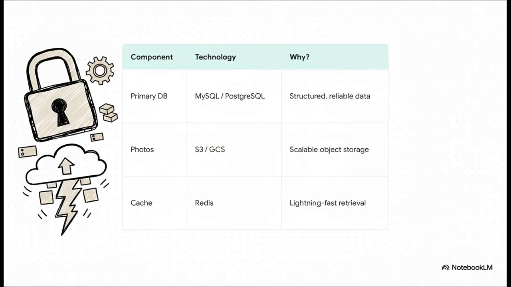Now, this is where it gets really cool. Look at how they use the right tool for the right job. For all that core profile data, they use a classic structured database like MySQL. Why? Because it's super reliable. But photos are totally different. They're huge files. So those get stored in something like Amazon S3, which is built for that kind of scale. And to make sure your profile page loads in a flash, all that frequently accessed data gets stashed in a super fast cache like Redis. It's a perfect example of a modern, smart tech stack.